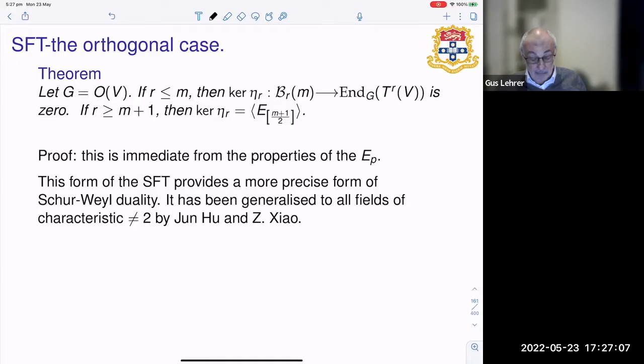So I should mention that this applies to any field of characteristic other than 2. You obviously would expect some problems in characteristic 2, particularly in the symplectic case.